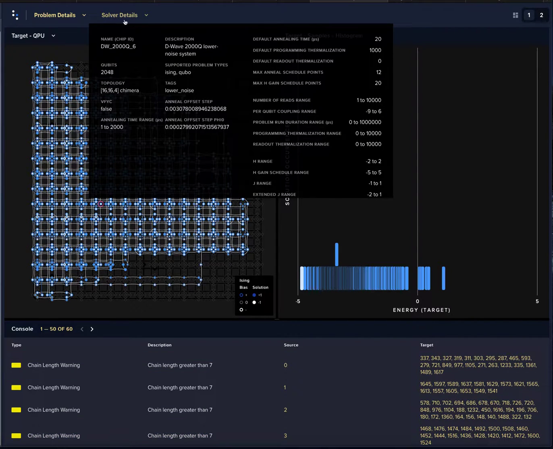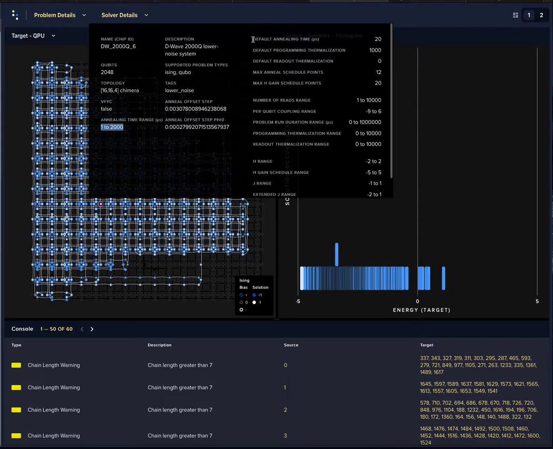We use details about the solver. So in this case, we're using a D-Wave 2000Q solver number 6. It's got 2048 qubits, which is great. It's a lower noise system, so it actually provides better outcomes. And in this case, you can do an annealing range of 1 to 2,000 microseconds. So let's talk about it.